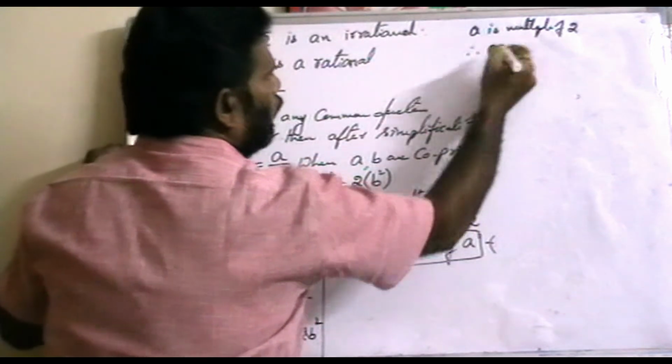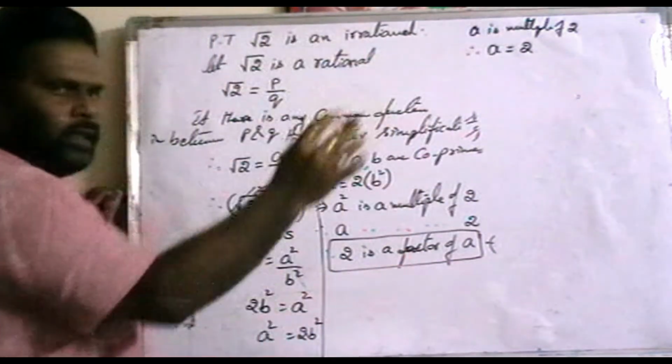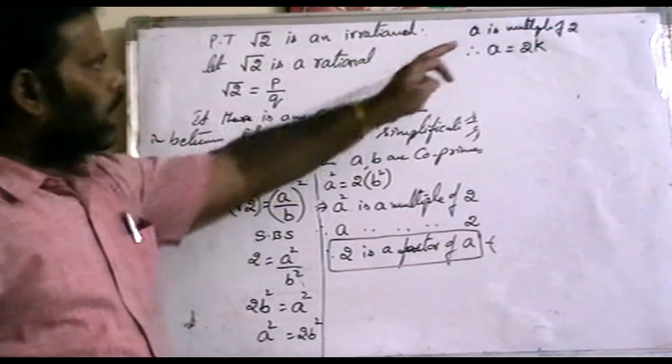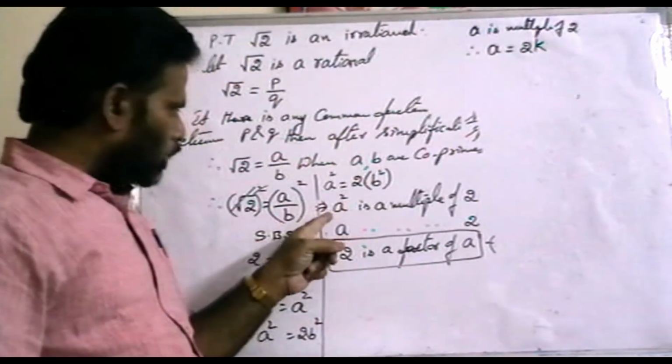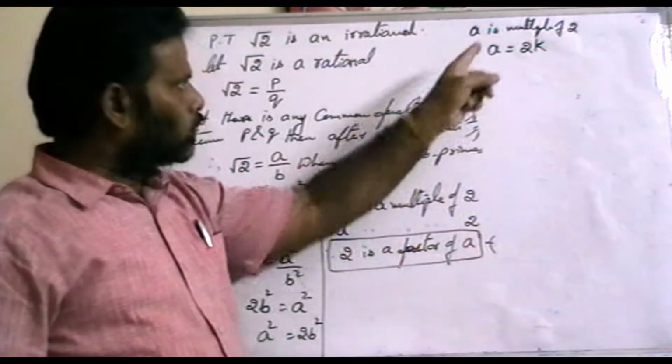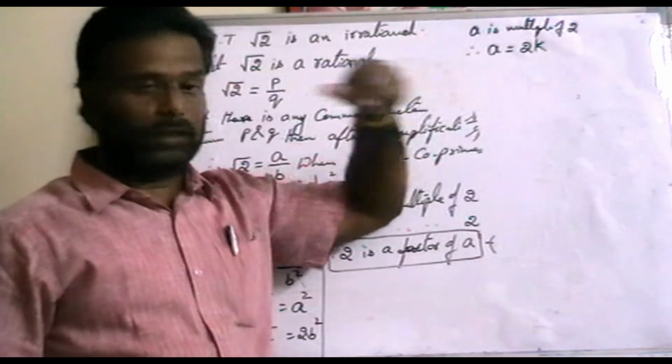Therefore a we can write as 2 into something. 2 into anything is a multiple of 2, right? So we can say 2k, because a is a multiple of 2. Here already we know that a square is a multiple of 2, therefore a is a multiple of 2. If a is a multiple of 2, we can write a as 2 into something, that is 2k.